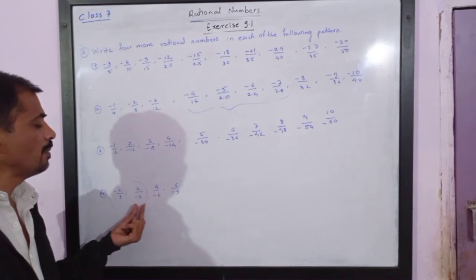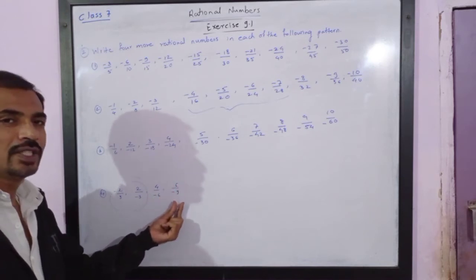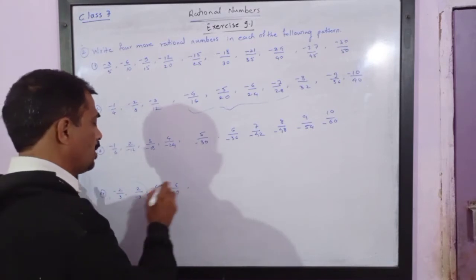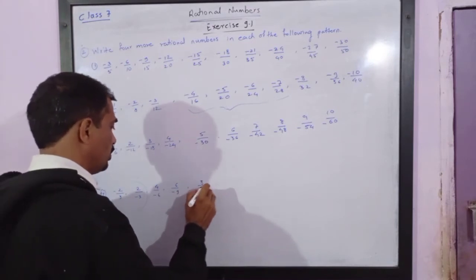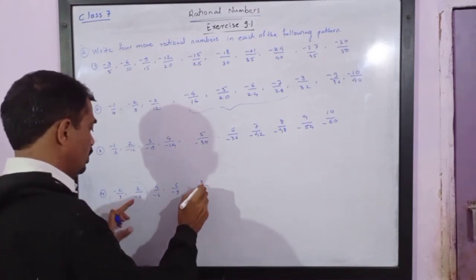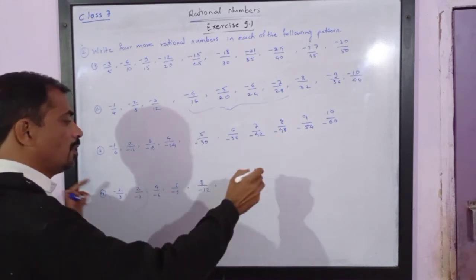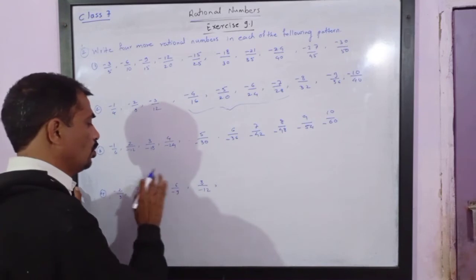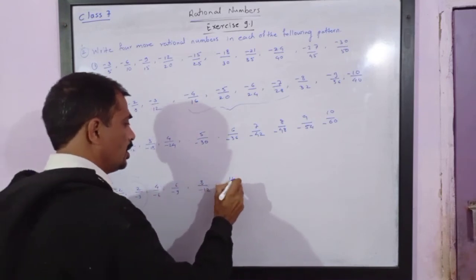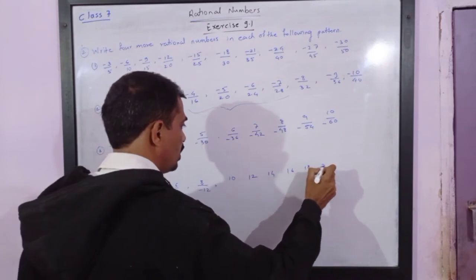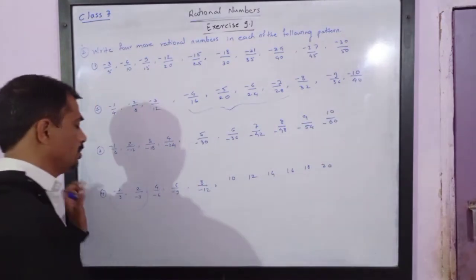The next is obtained by multiplying by 2. Next is obtained by multiplying by 3. So, the next will be obtained by multiplying by 4. So, you will get 8 upon negative 12. So, please note this is the table of 2. 2, 4, 6, 8, 10, 12, 14, 16, 18, 20 and many more can be written.